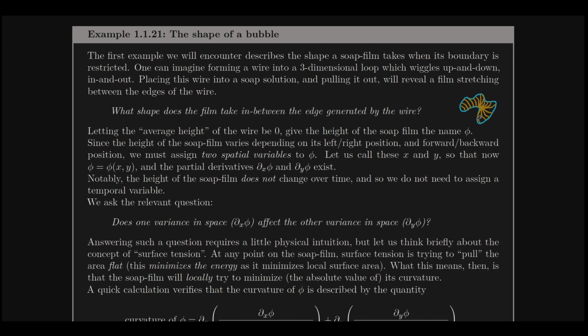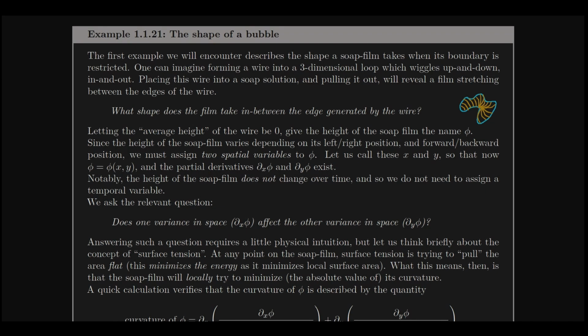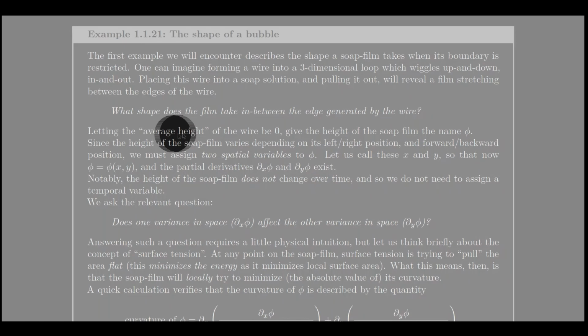What shape does that take? How can I tell what shape it's going to take before I pull it out of the water? And it turns out that PDEs can give us this answer. The way PDEs give us this answer is a bit interesting. We're going to say, okay, the average height of the wire is going to be 0. However the wire is oriented, we're going to call that 0. And we're going to give the height of the soap film the name phi.